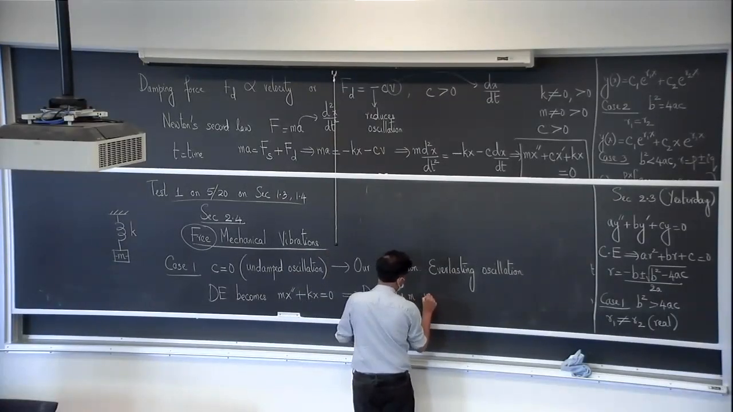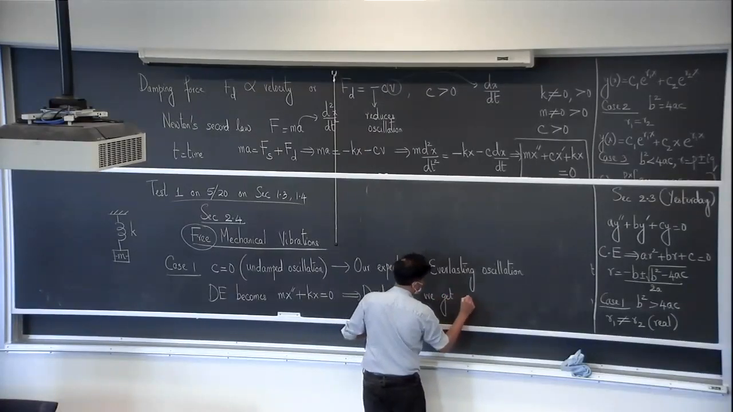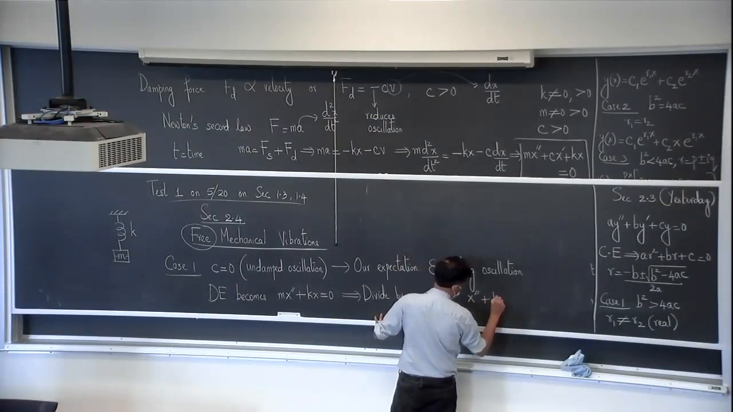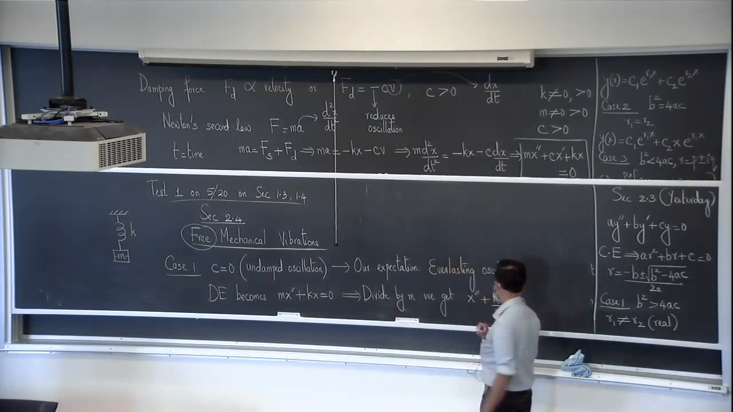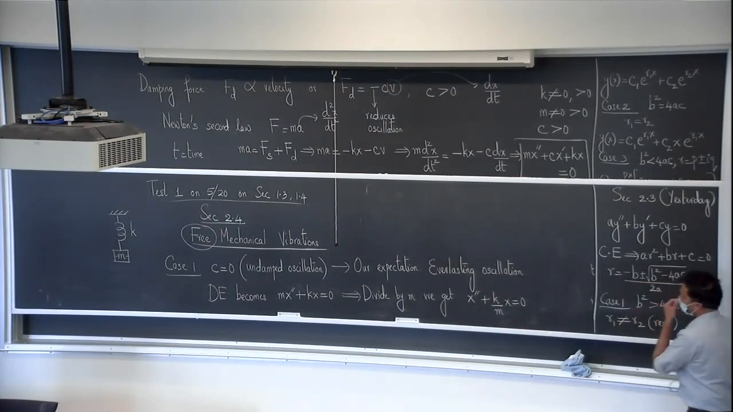And we get x double prime plus k over m times x equal to 0. Remember that m cannot be equal to 0. Okay, it's a mass.